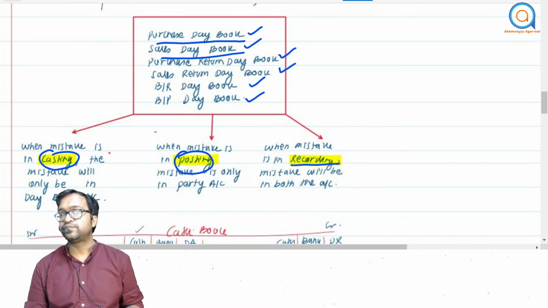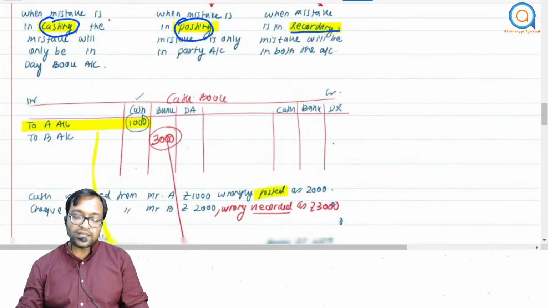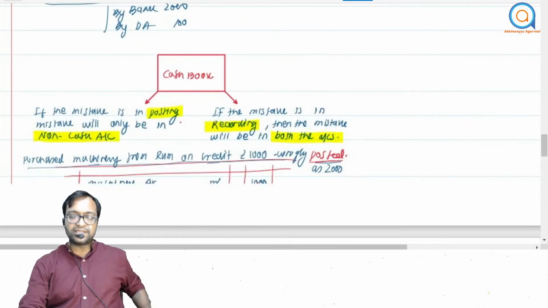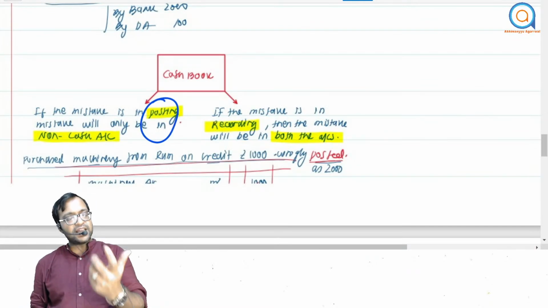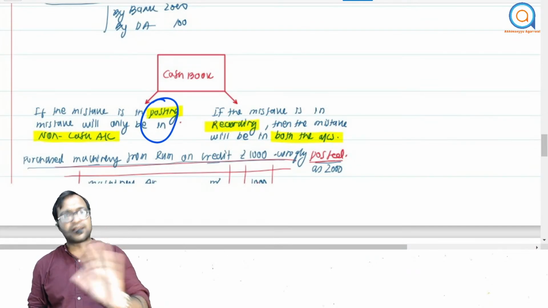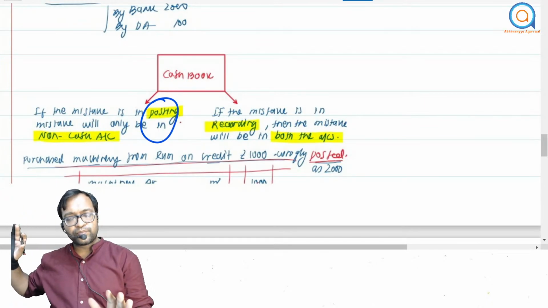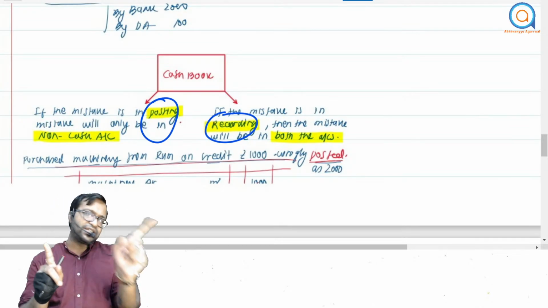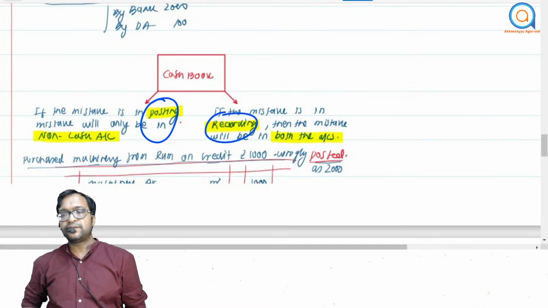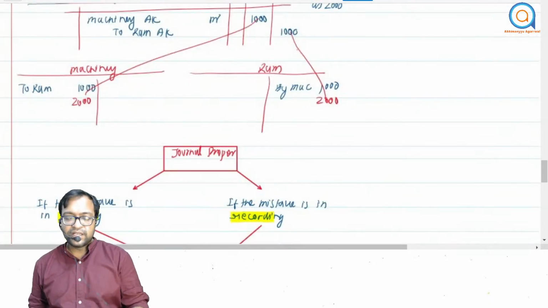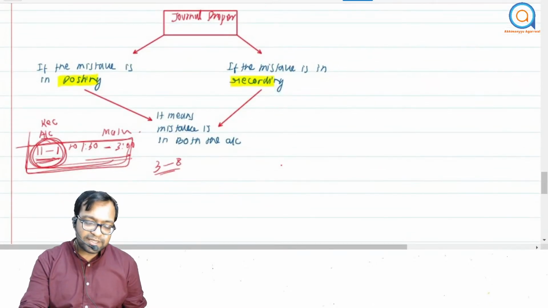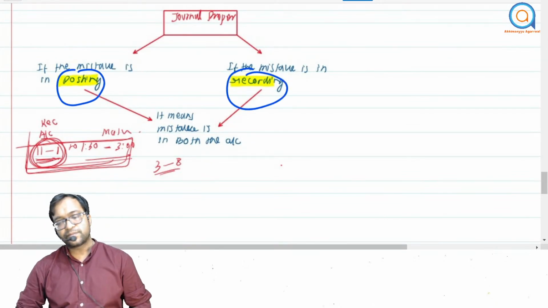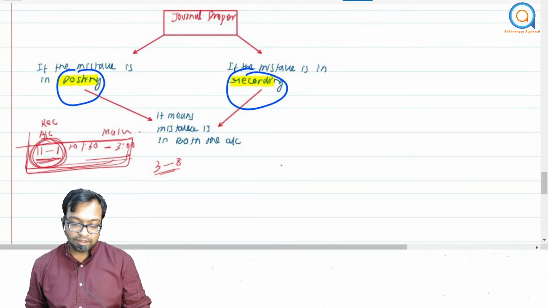Okay. Now let's talk about the cash book. Now, for the cash book they can use two languages. If the mistake is in posting from the cash book, the mistake is not in the cash account but in the non-cash account. But if the mistake is in recording in the cash book, then the mistake is in both accounts, the cash account as well as the non-cash account. And the last one is journal proper. Whether it is a mistake in posting or recording in journal proper, the mistake is in both the accounts. Correct? Okay.